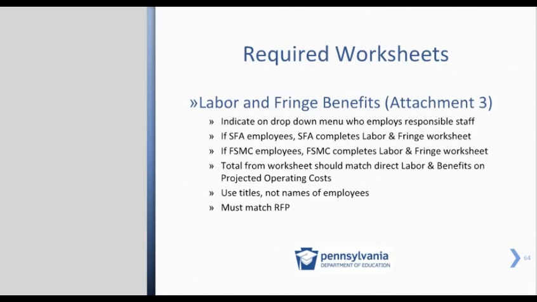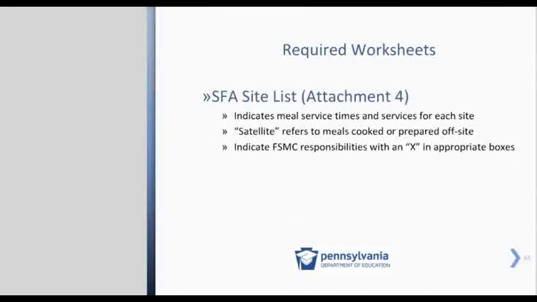It also must match direct labor and benefits on the projected operating costs worksheet. If the SFA is retaining the employees, they would then need to complete the worksheet. If the FSMC is retaining the employees, they would need to complete the worksheet. If both are retaining the employees, then each would complete their own worksheet to submit with the RFP. Again, please remember to indicate by the drop-down box whether the employees are being employed by the FSMC, the SFA, or both. Do not use the person's name. Instead, use the position or title.